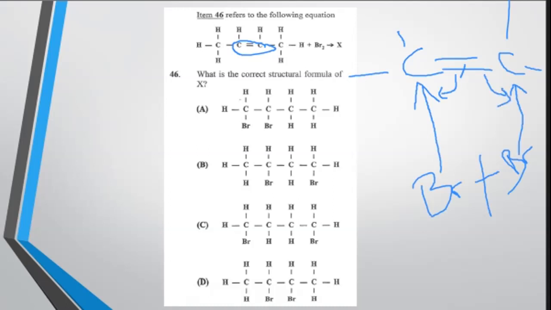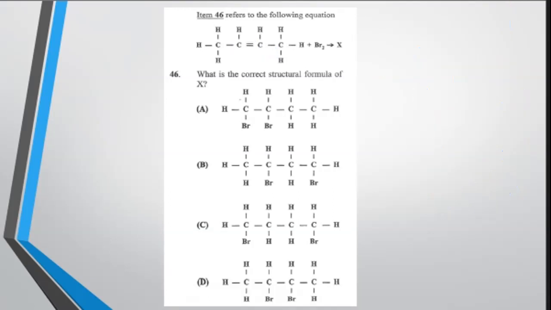So I'll end up with a structure where, instead of having a double bond here, I'm going to have bromine added here, and I'm going to have bromine added there. So bromine is going to be added across the double bond that is broken. So I'm looking for that structure.